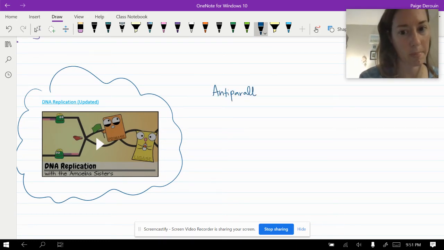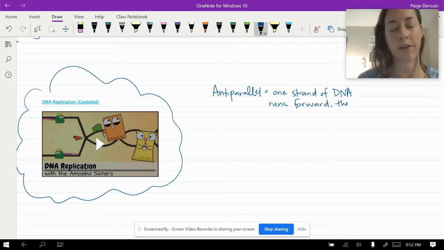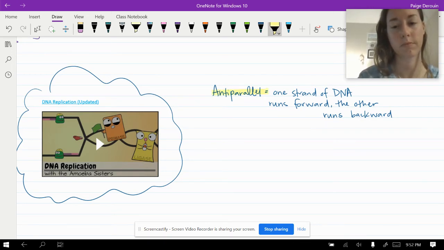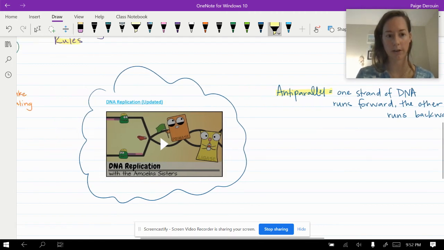Okay, so I'm going to go over here and I'm going to say anti-parallel means that one strand of DNA runs forward, the other runs backward. And then I'm going to go back over to the other side to show you that a little more specifically. So here I go.